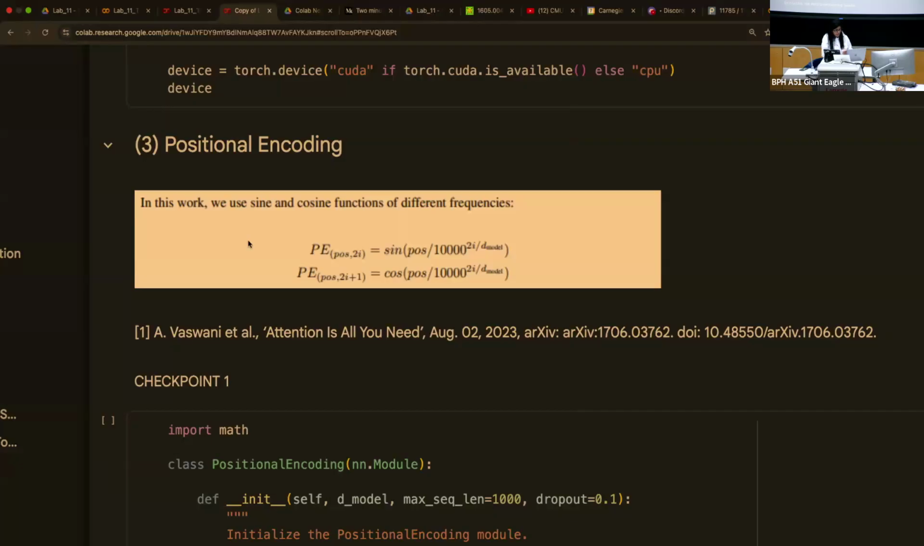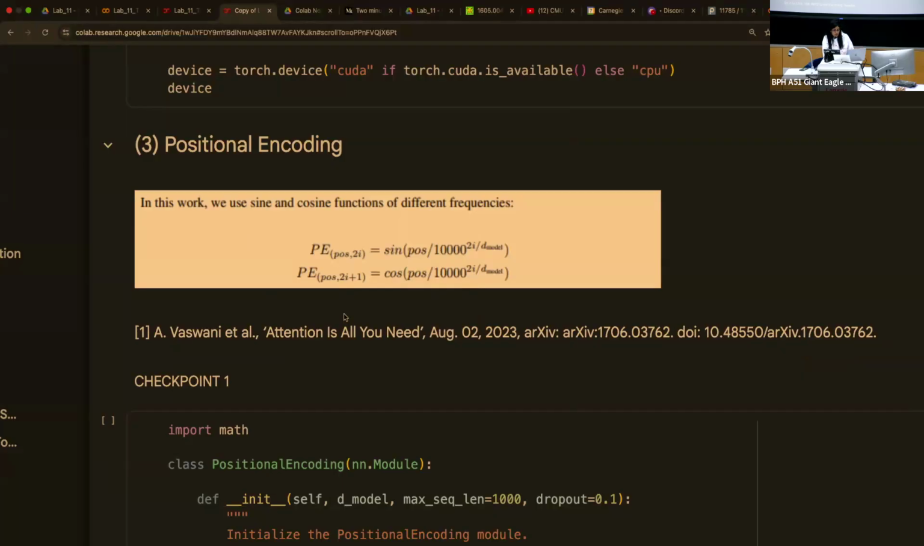That's why we assign sine and cosine frequencies for every position by this formula, and the numbers 10,000 and 2i by d_model mostly came empirically. If you are more interested, you can read the paper. I can attach that in the student notebook or in the solution notebook. And this is the absolute positional encodings.